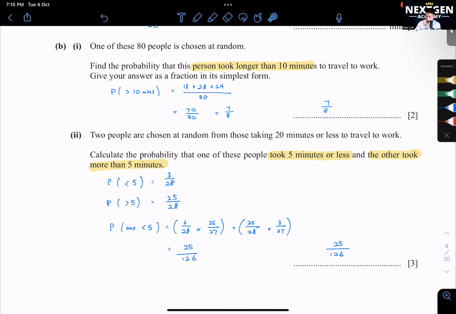Actually, it's not 1 less than 5. This one is 1 less than 5 and 1 more than 5. This part here is actually not important. So if you don't want to write it here, you also can. You can just write the probability or just write your working.